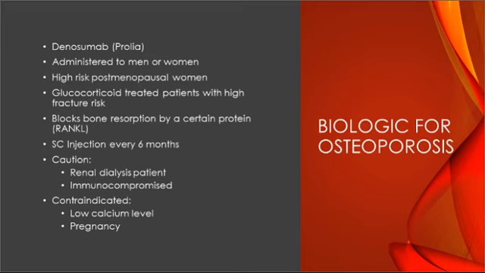There's a protein called RANKL. You don't have to know the name of that protein. This denosumab blocks the bone resorption caused by that protein. It is a sub-Q injection given every 6 months. Caution in renal dialysis patient and immunocompromised. It's not contraindicated, just with caution. Watching any of these osteoporosis drugs, you're watching their kidney function, risk of kidney stones or decreased kidney function.